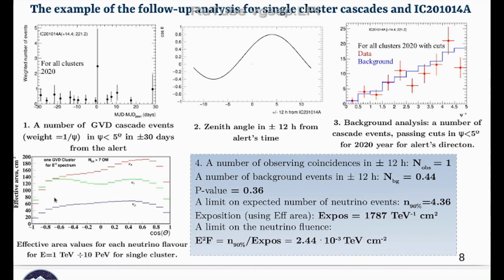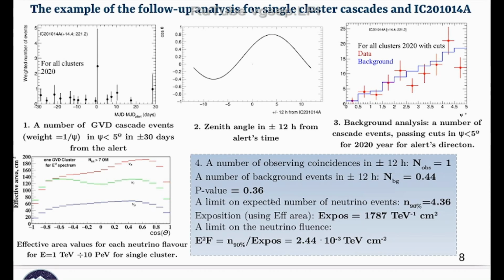Of course, before all calculations, we have effective area values for each neutrino flavor for the energy range from 1 GeV to 10 PeV for a single cluster for spectrum E-2. So as a result, the number of observed coincidences in this time window for this event was just one. The number of background events was 0.44.